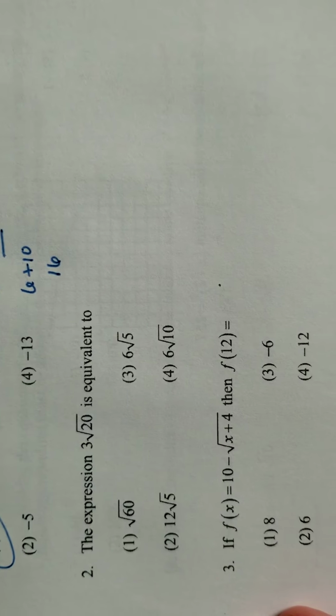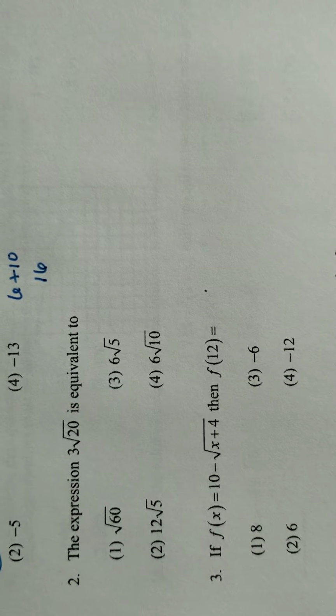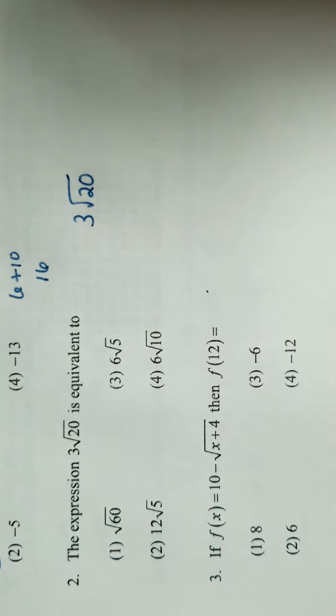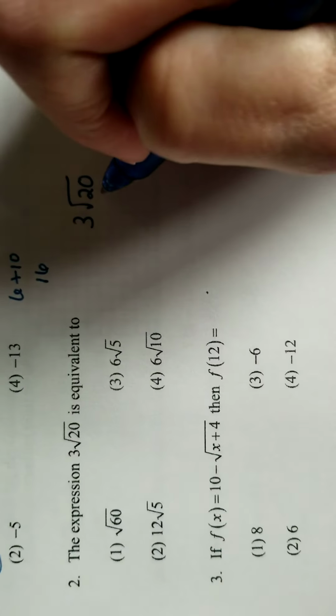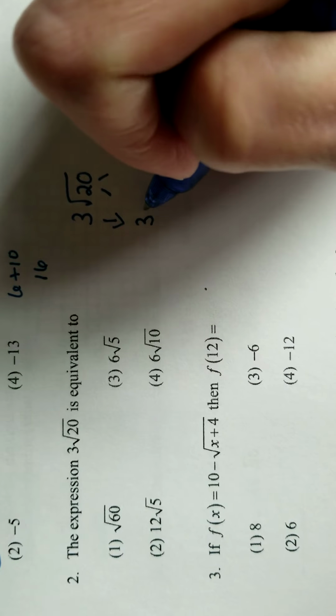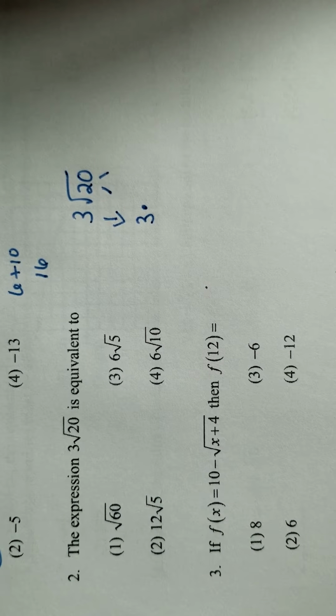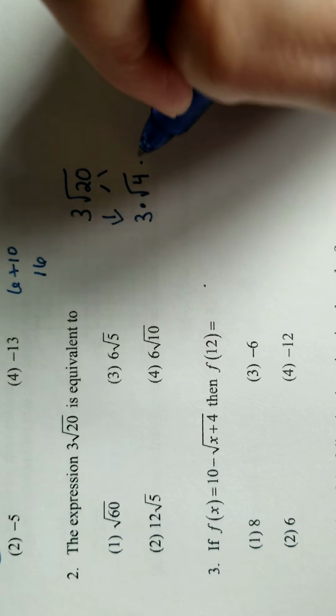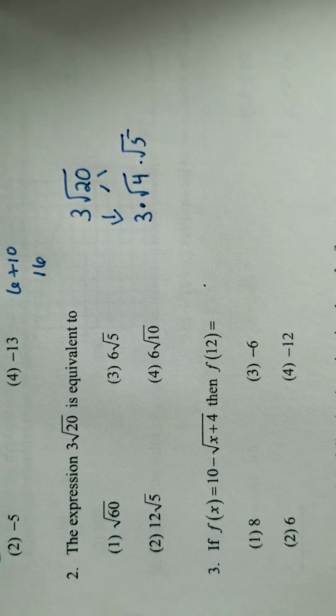Review question number 2. The expression 3 times the square root of 20 is equivalent to what? Remember that there is a perfect square inside of 20 that we have to pull out to simplify radicals. Bring down your 3. Don't leave that out because we're going to multiply that by the perfect square that we pull out. So the square root of 4 times the square root of 5 gives us 20.